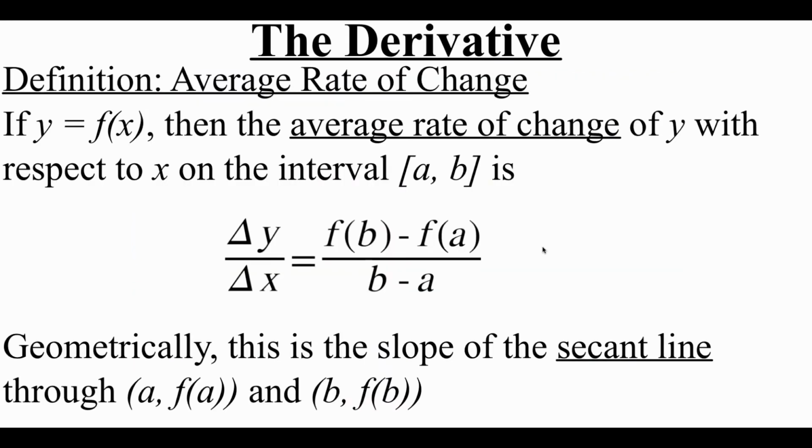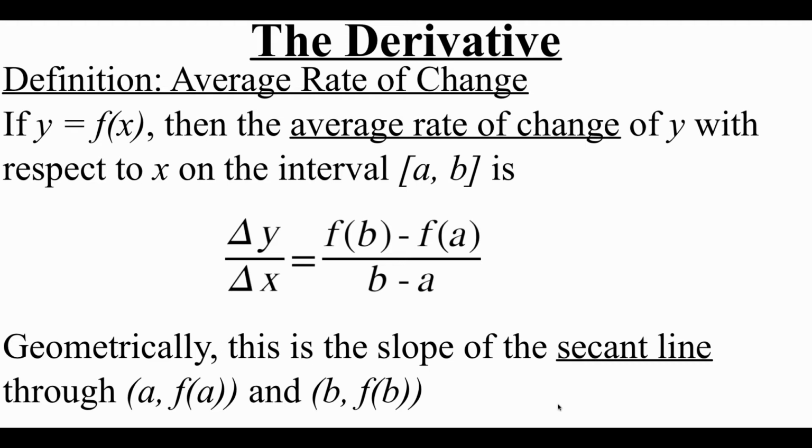As we're looking at any general function y equals f of x, the average rate of change of y with respect to x on the interval from a to b is delta y over delta x, which can be found by doing f of b minus f of a over b minus a. Geometrically, if we were to look at a graph, this is the slope of the secant line through the ordered pairs (a, f of a) and (b, f of b).